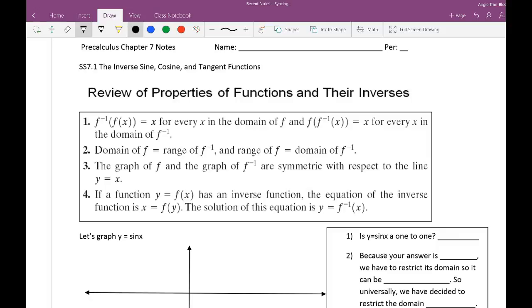Hey pre-calc, all right, we are now moving on to chapter 7. So congratulations, you guys survived chapter 6, okay?